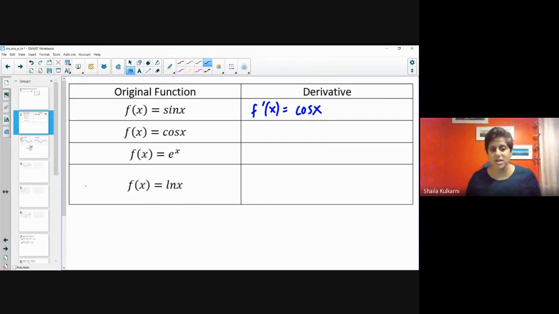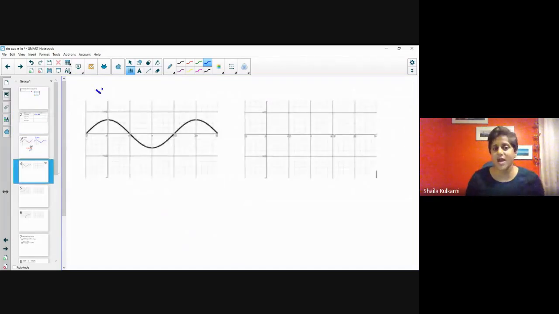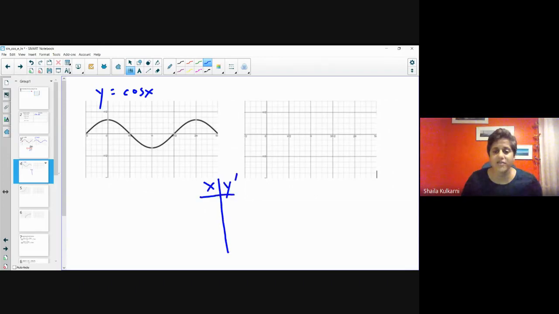Let's go to the second one. Let's see if it comes up kind of the same. This is the graph of cosine, and we're going to do the same thing. We're going to make a t-table, and in that t-table, we're going to have x and y prime. So we're going to pick an x value. This is 0. What's the slope at that point? That's also 0. We can also see that the slope is 0 at pi, so I'm going to write that next to it. And we can see that the slope is 0 at 2 pi. So let's graph those points: 0, 0, pi, 0, and 2 pi, 0.